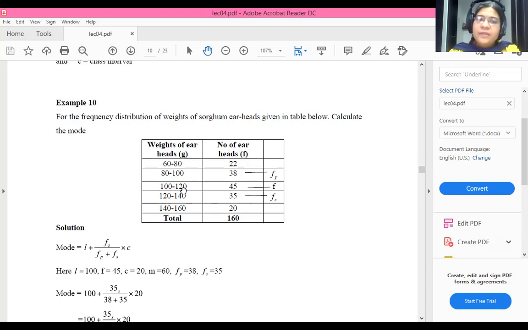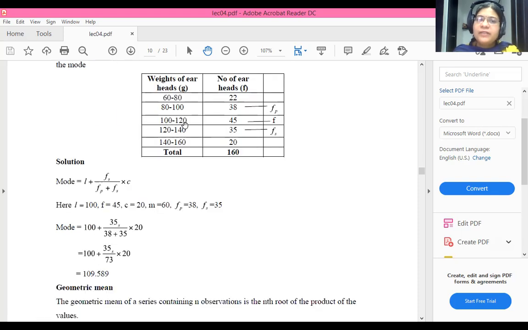If the modal class is 100 to 120, then your lower limit L, the lower limit of the modal class, is equal to 100. Now here F, what do you mean by F? It means frequency of the modal class. Here modal class is 100 to 120, so frequency of the modal class is 45. Next is Fp, the frequency of the pre-modal class, or you can say here F1, F1 is 38 and F2 is 35.